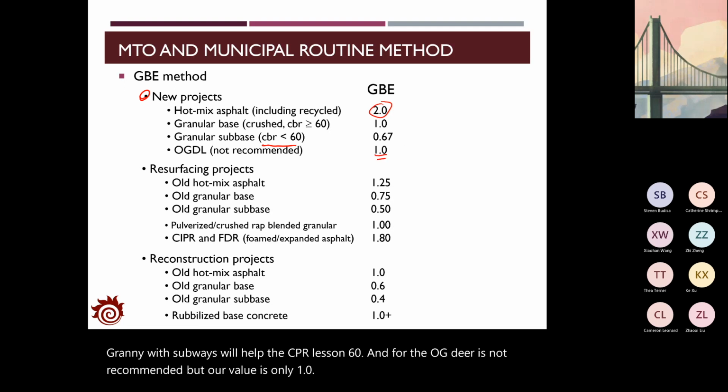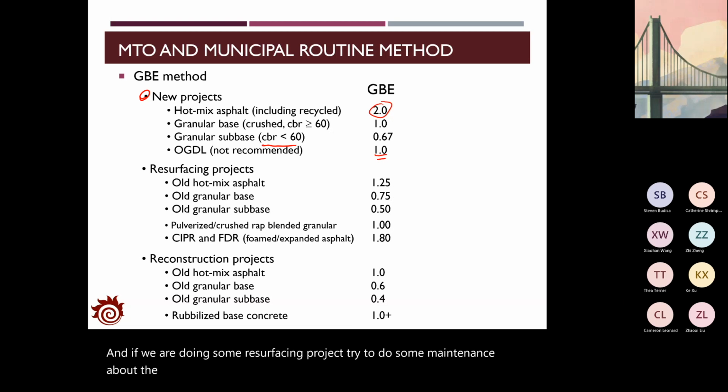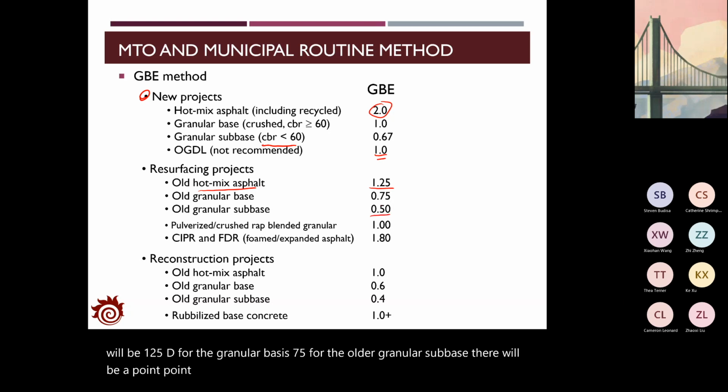And if you are doing a resurfacing project, doing some maintenance on the existing pavement structure, the old hot mix asphalt GBE will be 1.25. For the granular base, it's 0.75. For the old granular subbase, that will be 0.5. So we will have significant reductions for the older materials.